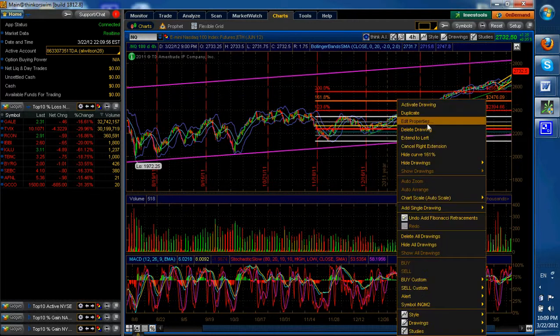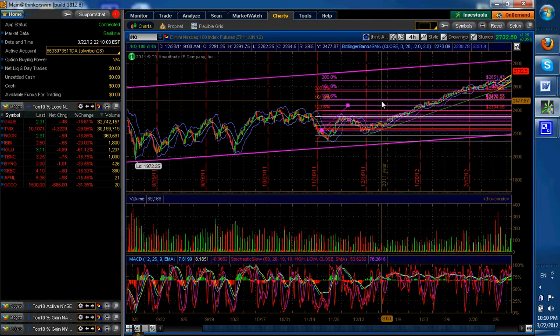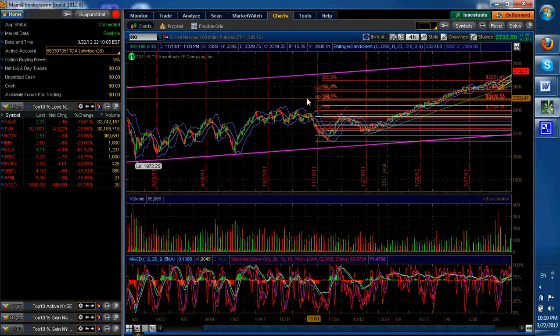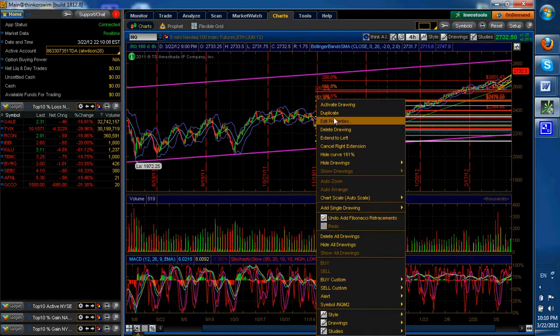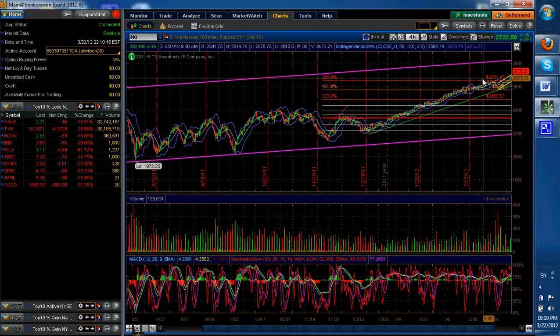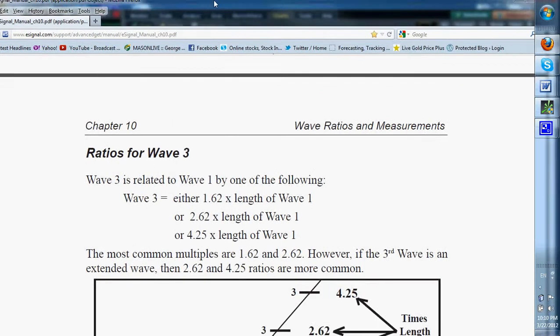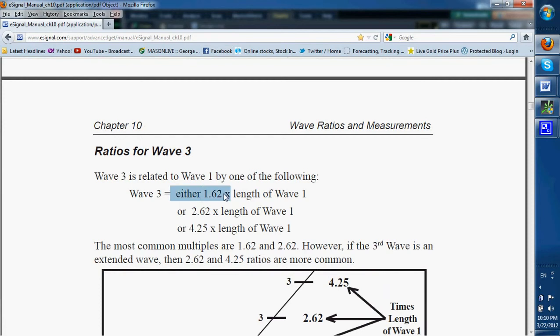So if we take this, and I'm just going to duplicate this, I'm not going to change any numbers. If we bring this up here where wave 3 ended, and then I'm going to delete the previous trend line, and remember I haven't changed any numbers. We can see that from wave 2 to 3, it has to be 162% longer than wave 1. And if you look at our handy dandy book right here, it states that wave 3 can either be 1.62 times the length of wave 1, this or that.